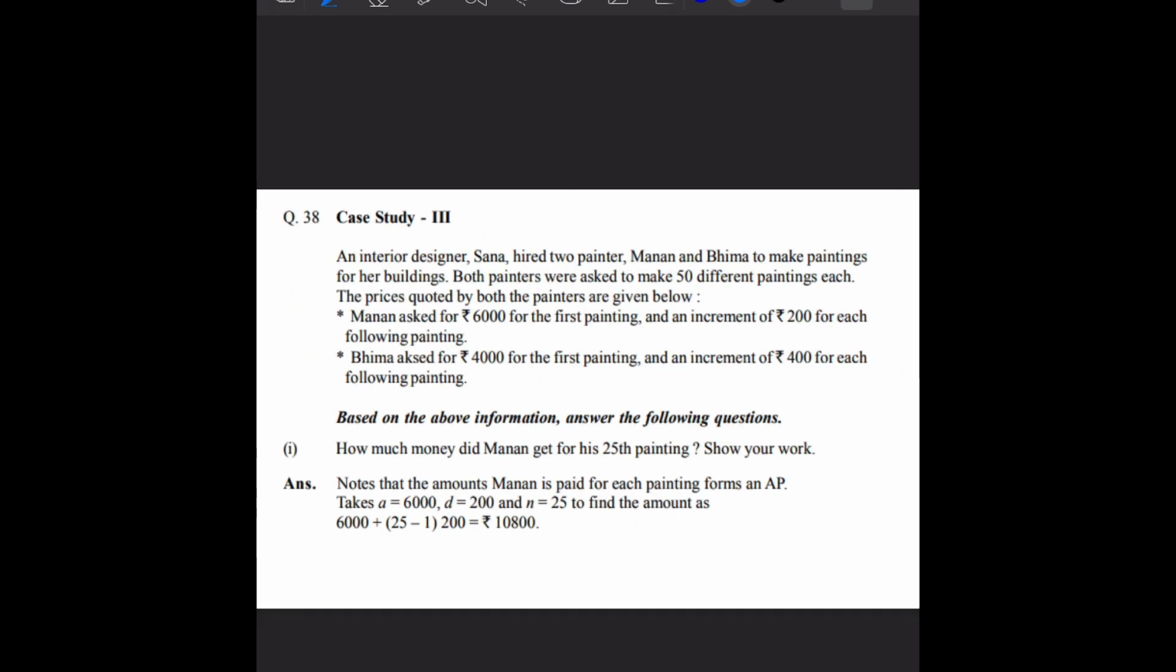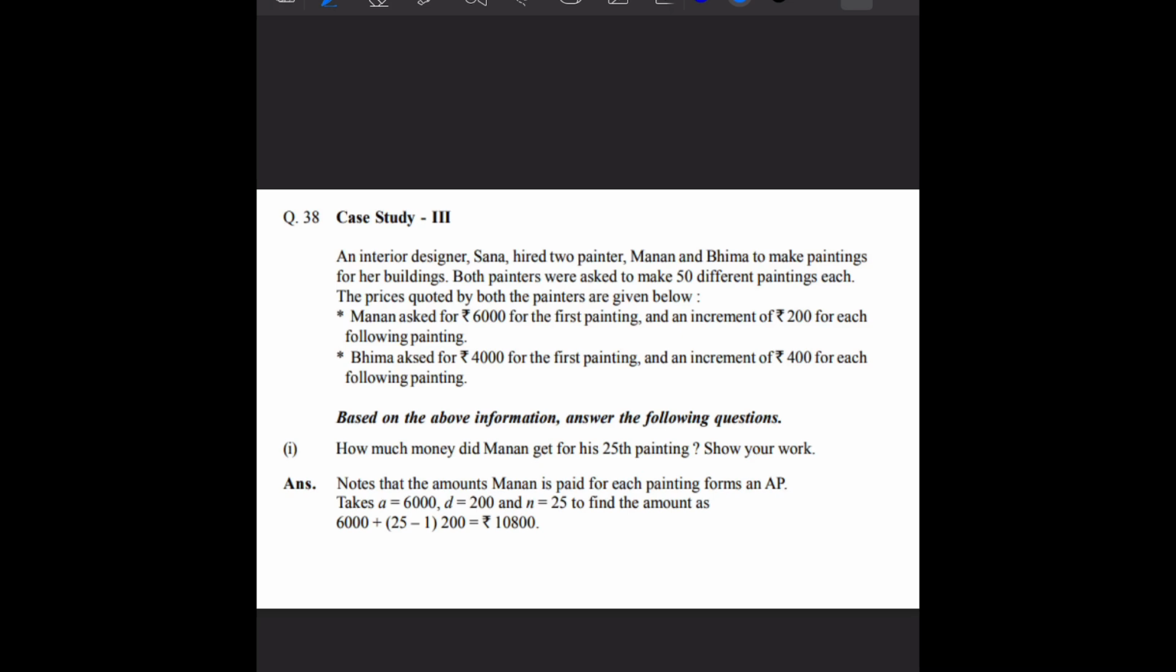Case study 3. An interior designer, Sana, hired two painters, Manan and Bhima, to make paintings for her buildings. Both painters were asked to make 50 different paintings each. The prices quoted by both the painters are given below. Manan asked 6,000 for the first painting, an increment of 200 for each of the following paintings. Bhima asked 4,000 for the first painting and an increment of 400 for each painting. This is a condition of an AP, right?